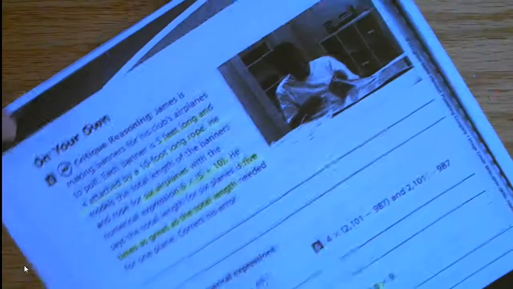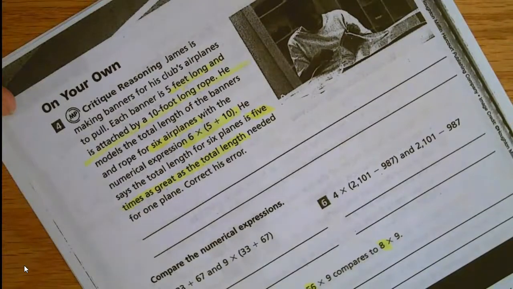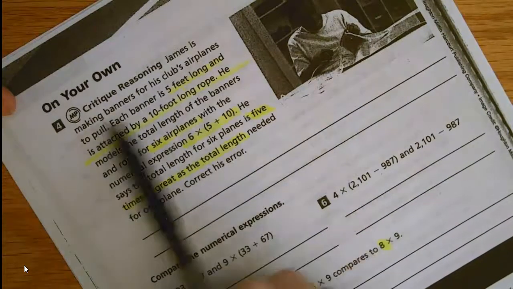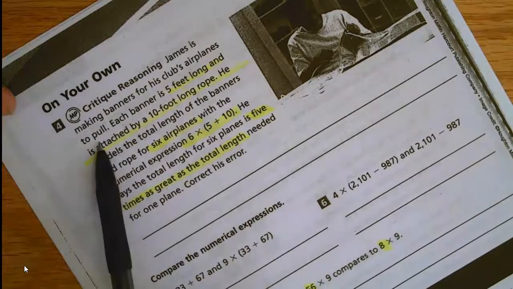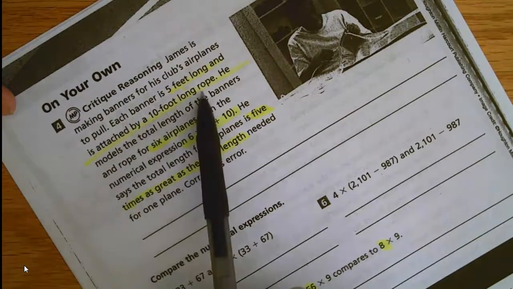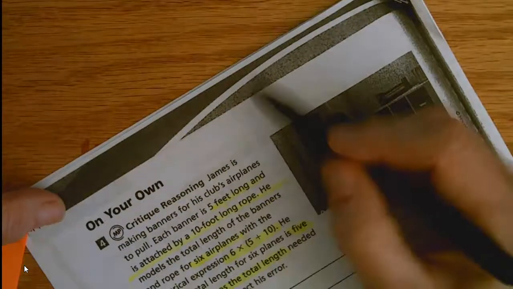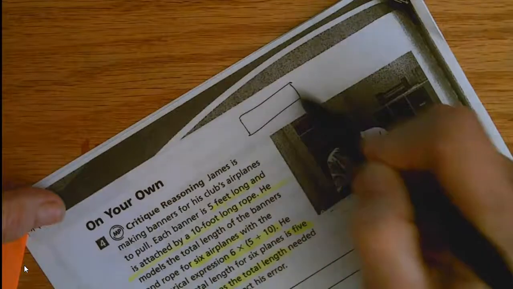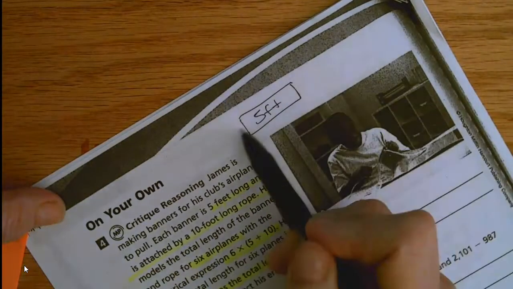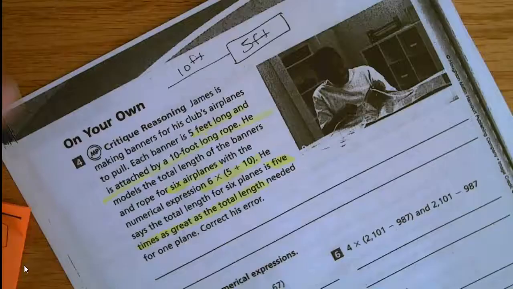All right, let's look at the back side. And we have a few problems that we need to complete here. You started with a word problem. I'm going to read it out loud and then we'll answer it. James is making banners for his club's airplanes to pull. Each banner is 5 feet long and is attached by a 10-foot rope. All right, so I'm going to go ahead and picture that in my mind. Each banner is 5 feet long, and then it's got a rope that's attaching it that is 10 feet long.